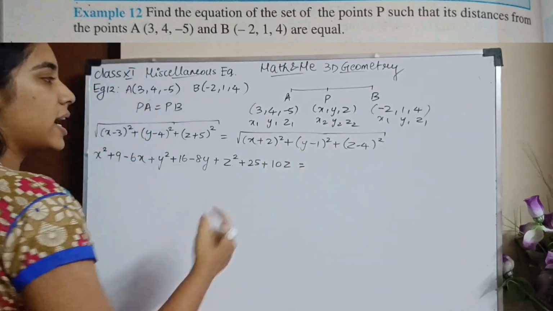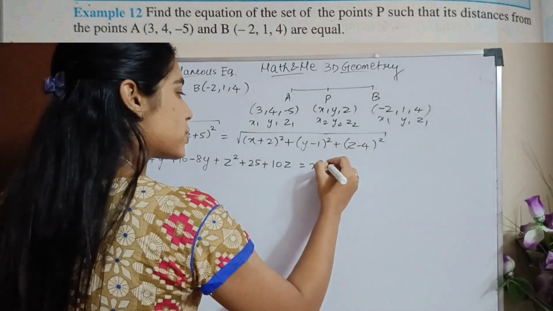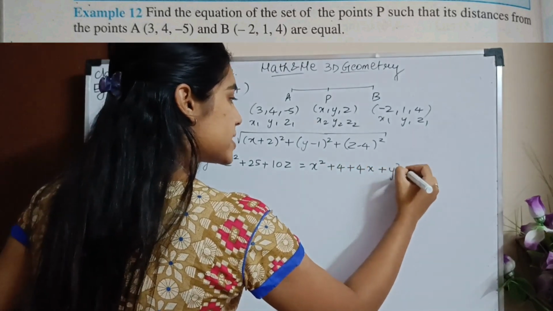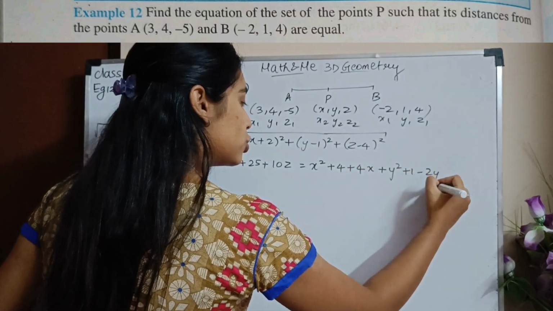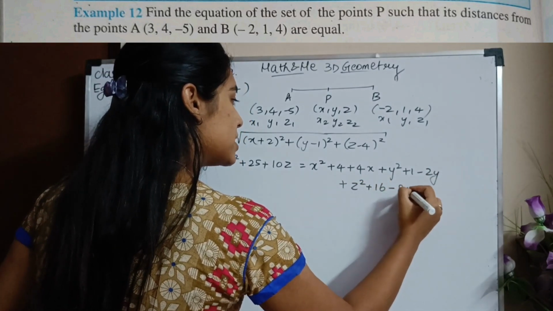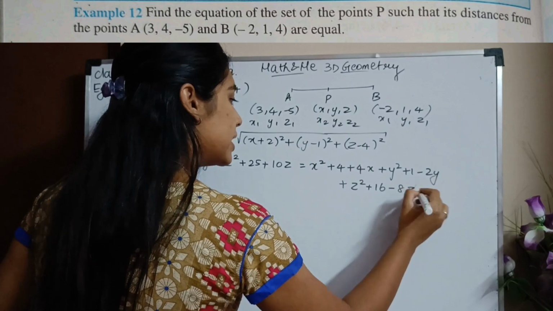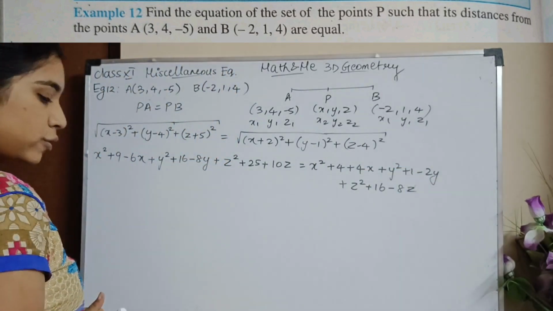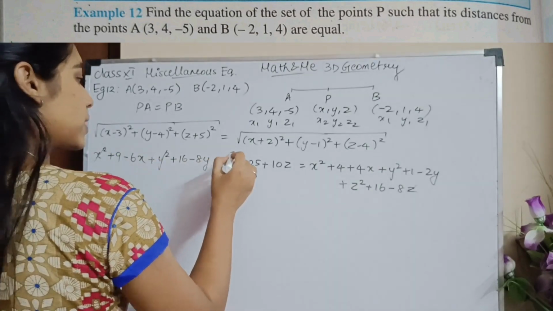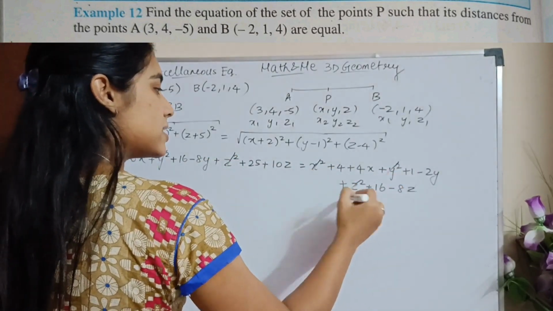10z equals RHS. I have x square plus 4 plus 4x plus y square plus 1 minus 2y plus z square plus 16 minus 8z. Please be very careful with the minus and plus signs. Now what gets cancelled? The x square, y square and z square on both sides will get cancelled.